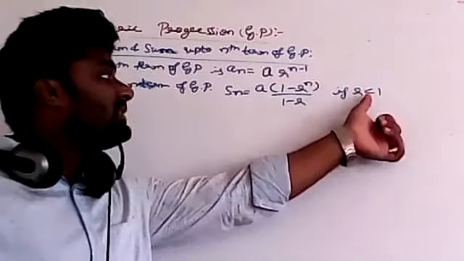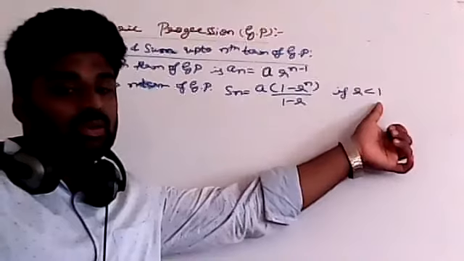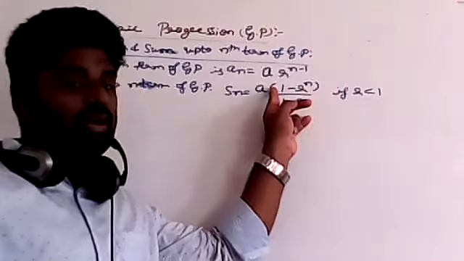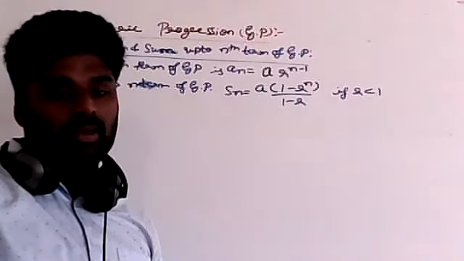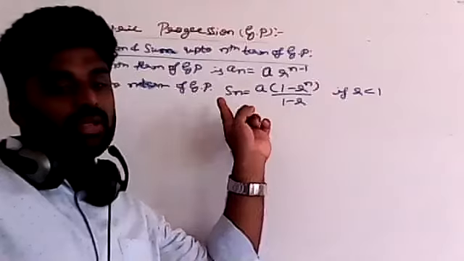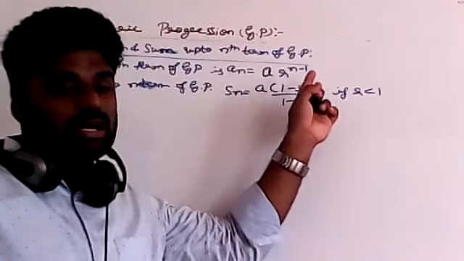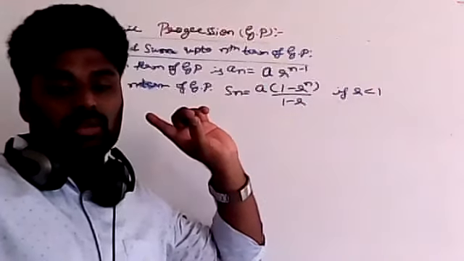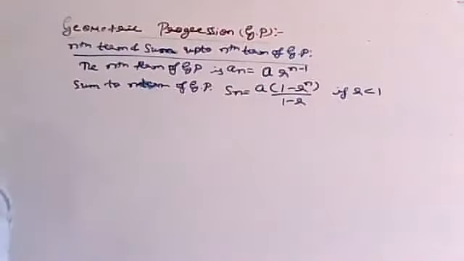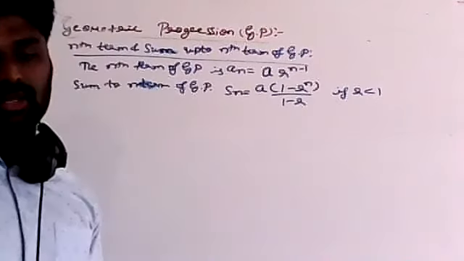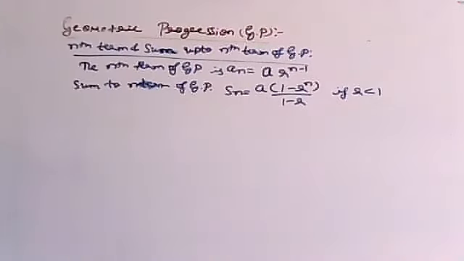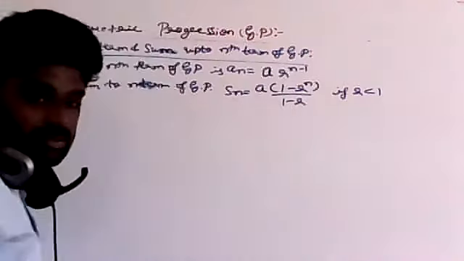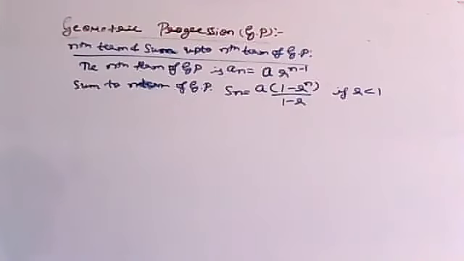If r is greater than 1, it is just the reverse of this one: r to the power of n you take on this side, and 1 you take on that side. Clear or not? See the condition. The sum to n terms is a into 1 minus r to the power of n divided by 1 minus r when r is less than 1. If it is greater than 1, then it is a into r to the power of n minus 1 divided by r minus 1.